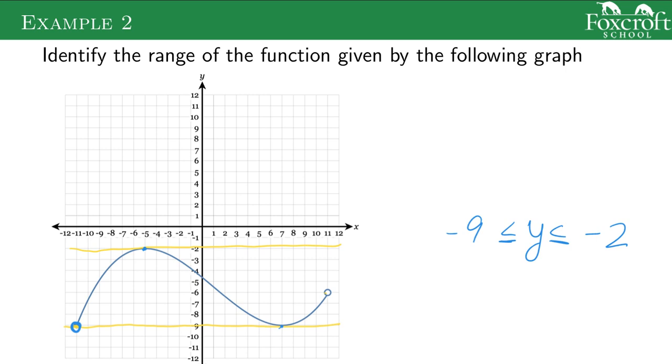I just noticed with range, I didn't actually use this point at all because it's in the middle of the graph in terms of height. So you don't necessarily use the endpoints. You're just going to use the highest point and the lowest point of your graph. And always write smallest value to biggest value.